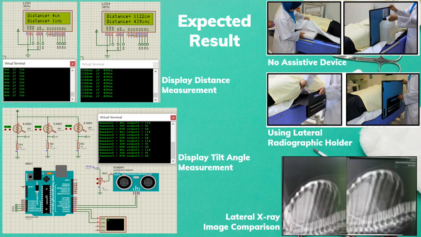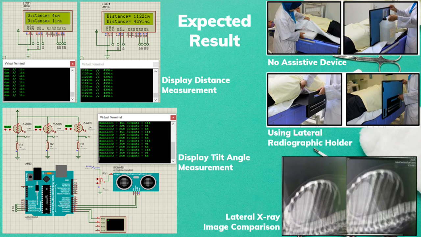The expected results. So all the results are taken from the simulation in Proteus. As you can see on the top left, the display of distance measurement in minimum can measure to 4 cm and maximum for over 1,100 cm, and below it, the display of tilt angle measurement using 3 sets of LDR for accelerometer to compute 3 axes X, Y and Z, and then measure the tilt angle.